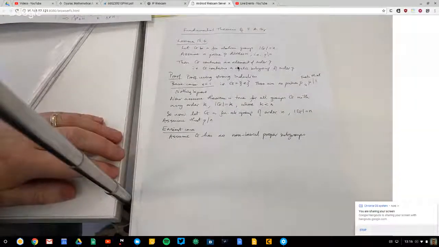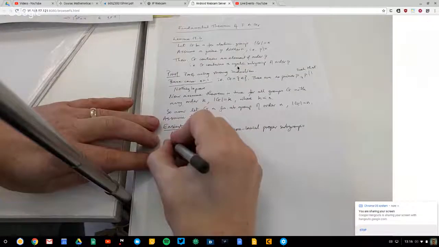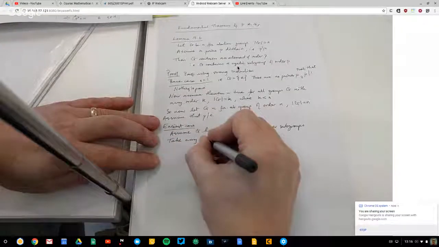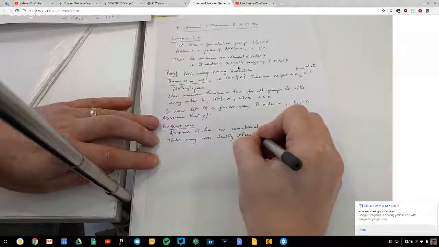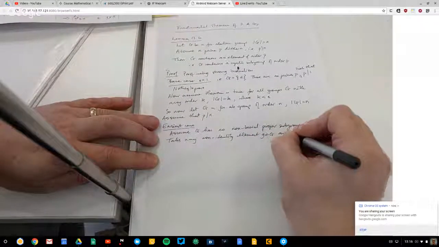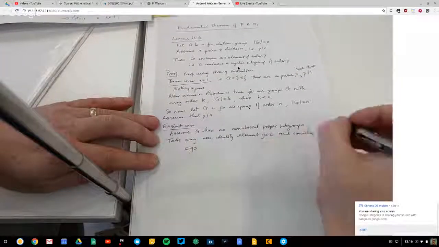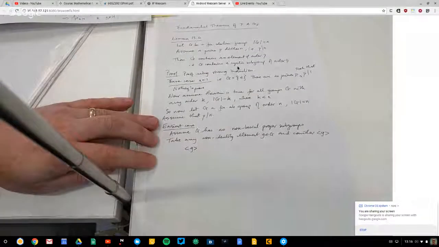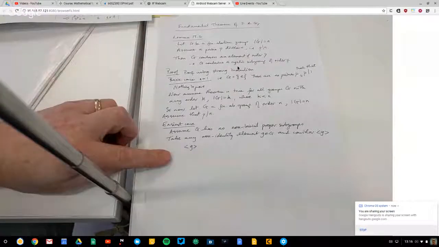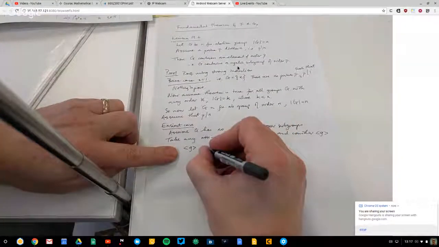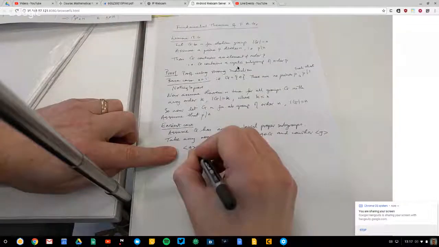Okay? Well, in that case, if it's got no subgroups, then take any element, any non-identity element, and consider the cyclic subgroup generated by that element. Now that construction still holds. This is still a subgroup of G. Consider all the powers of this g.